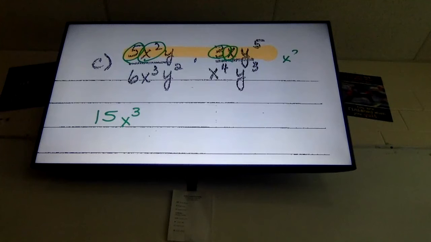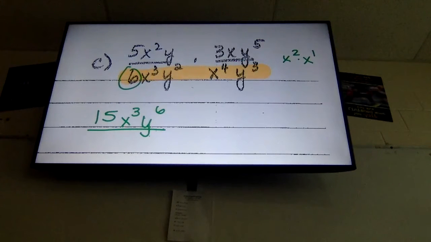So I've got x squared times x. When you're multiplying the bases, you get to add the exponents. So then I've got y and y to the 5th. That becomes y to the 6th. Okay. Then I've got to move to the denominator, and I have 6 times nothing, which is just 6.